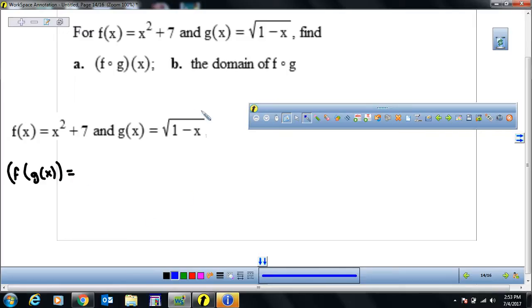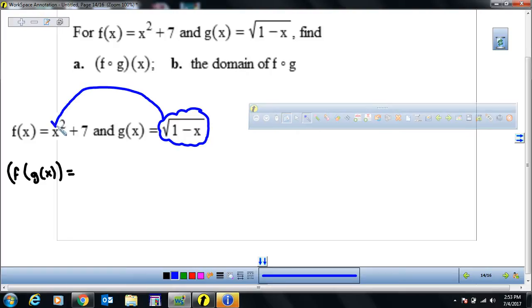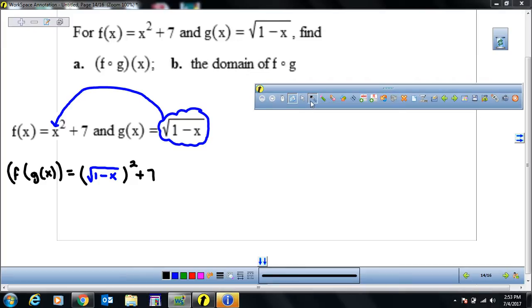So that means that I'm going to substitute the function g, which is the square root of 1 minus x, into every x of the function f. So instead of saying x squared plus 7, that x is going to be replaced with the square root of 1 minus x, which is my function g. And this is something I mentioned in section 2.1, and I'm going to mention it again. The square root and the square, they're opposite operations. They simplify each other. So we're going to have the following function.